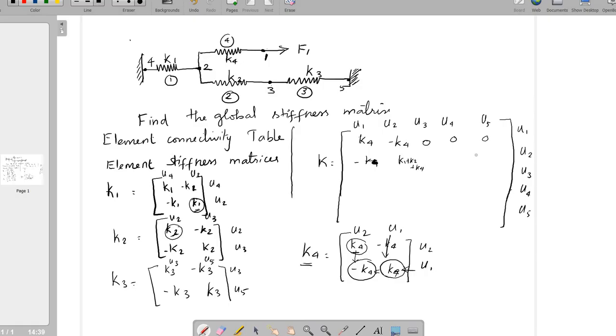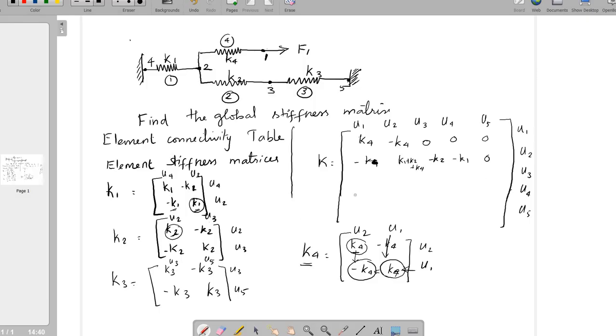So totally 3 values to be added here. Next, U3 U2 we require. U3 in the column, U2 in the row, it is minus K2. Next, U4 U2. In the first element, U4 and U2 is minus K1. Next, U5 U2. There is no connection between the fifth node and the second node, so it is 0.